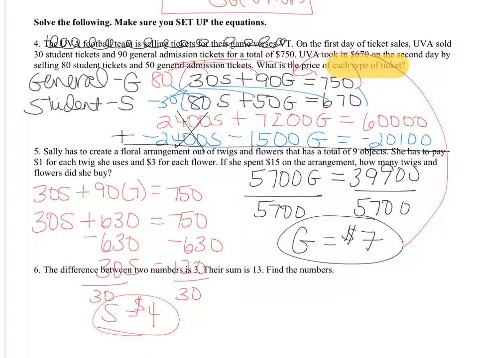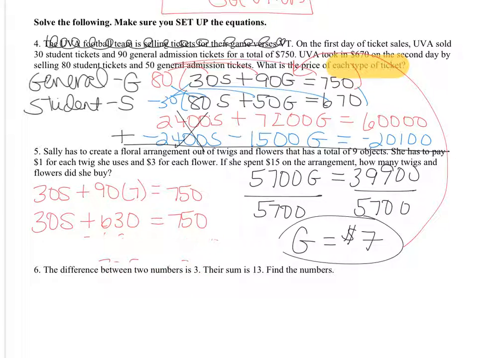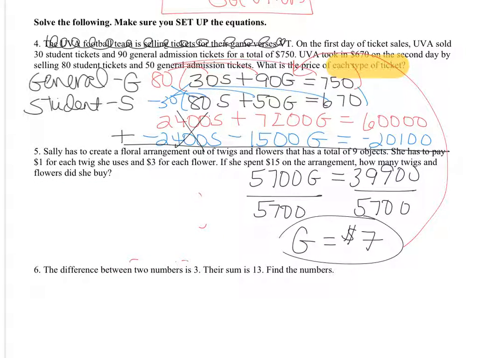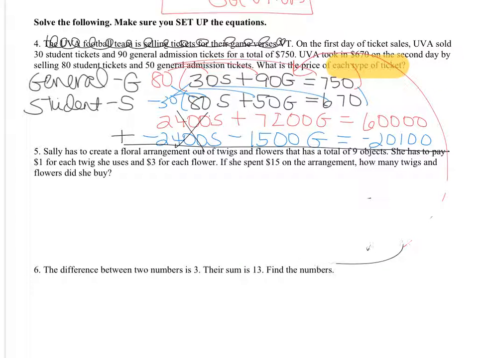So, to put this back into words, the general admission tickets cost $7 and the student tickets cost $4. So, let's now take a look at number 5. I'm going to erase all this so I can see what number 5 says. Number 5, some of you, I have a feeling, struggled a little bit, and that's okay because that's why we're going to go over it. So let's take a look.